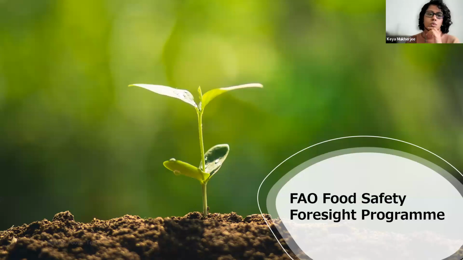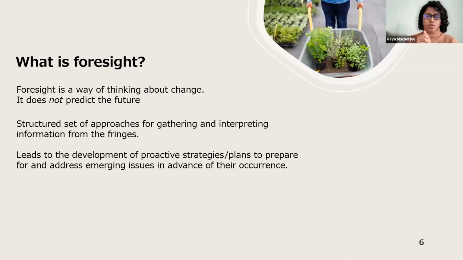Now going to another program that we have in our division, which is the Food Safety Foresight Program, and the bulk of my work goes into this particular program. So what is foresight? Foresight is quite the buzzword right now in the agri-food systems world. Foresight is essentially a way of thinking about change, and change tends to be future oriented. So it's developing a forward-thinking attitude towards change that is coming towards us. It does not predict the future.